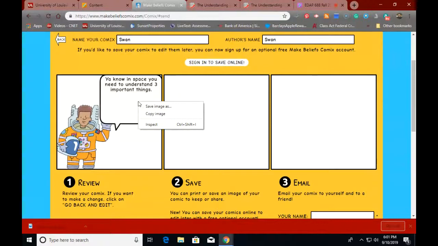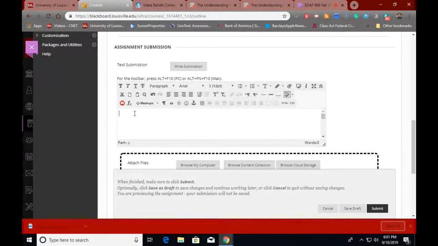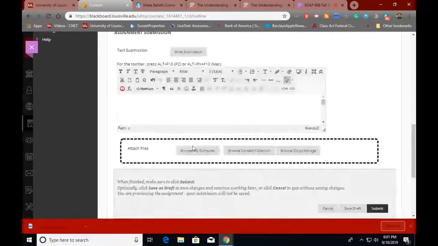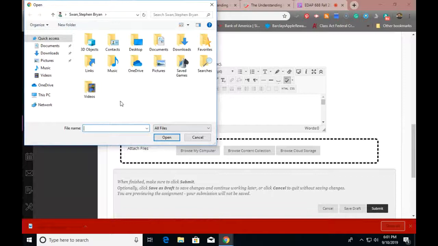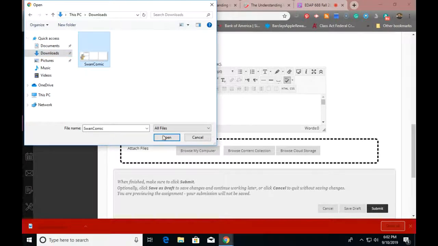By the way, you could also do that. You just click on your comic and you go save image as. Or you could do copy image. Let's see if I do copy image, it'll let me throw it in there. Nope. Let's see what happens when I attach a file. I know that'll work. So I'm going to browse my computer, and I think I saved that to my desktop. I hope so. I don't want to have to hunt and hunt for everything. No, it didn't. All right, let's go back to downloads. There it is. We'll click on it and we'll open it.